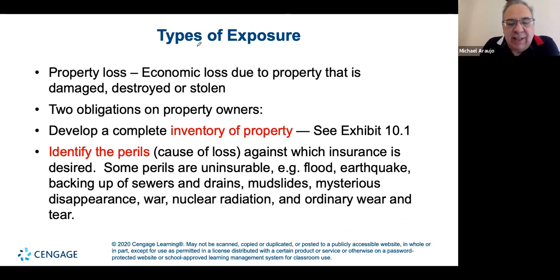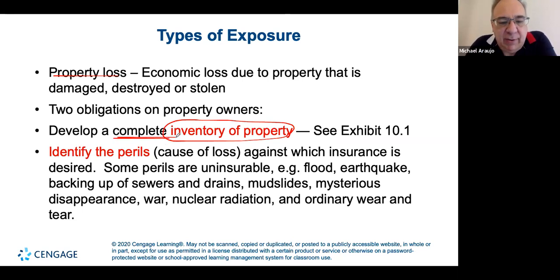So there are certainly exposures that we have. Property loss is really what we're focused on here. One of the most important things that you really need to do if you're going to have any insurance is to make sure that the insurance company realizes you actually own it. And so if it's ever damaged or lost, it can be insured.